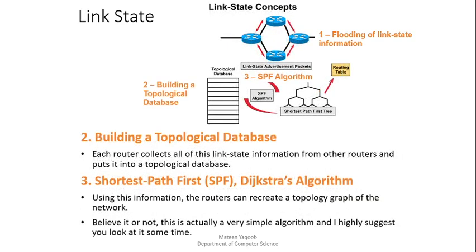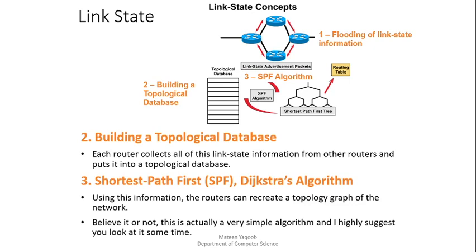The next step in computing the best path is building a topological database. Now the announcement has been done, each router collects all the link state information from other routers and puts it into a topological database. You can see this in the diagram as well. The topological database is constructed based on the information received from the neighboring routers.